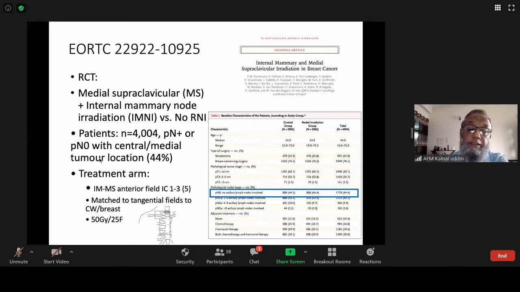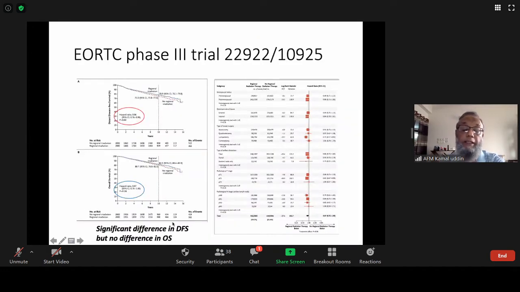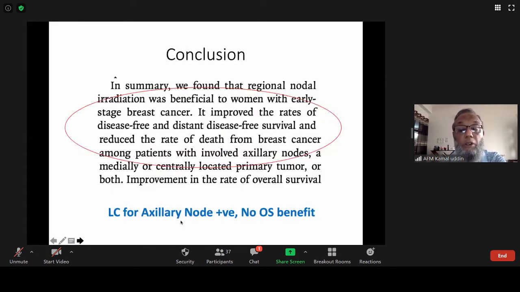They treated the infraclavicular space, 1 to 3 average, for the IM node. You see they treated the supraclavicular and also the adjacent field to cover the IM node. They showed a significant difference in distant disease-free survival, but the OS benefit was not significant. So the conclusion is local control of axillary node positive patients, but no OS benefit.